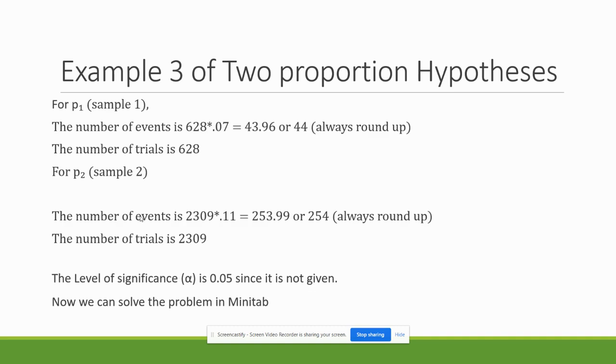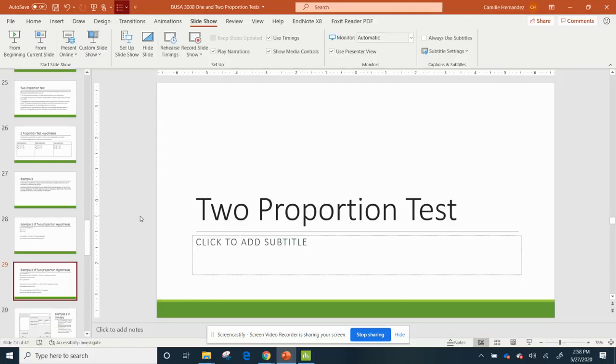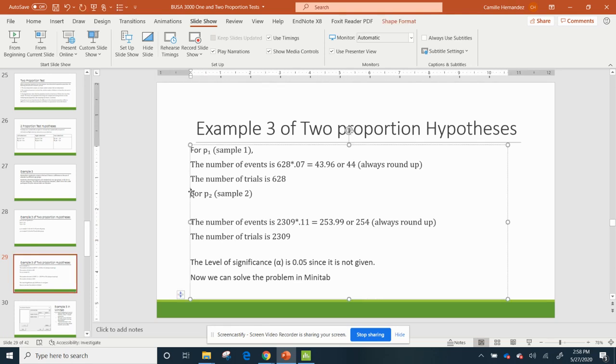So I wasn't given the exact numbers to put in for my trials and my events, so I'm going to figure those out. For P1, which is sample 1, the number of events is 628 times 7%. So I get 43.96. I'm just going to round up. Remember to round up when you have people so you can count them all. Again, the number of trials is 628.